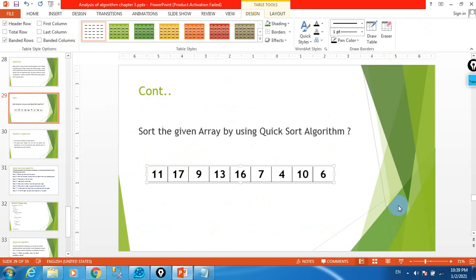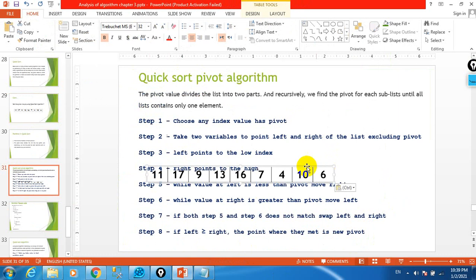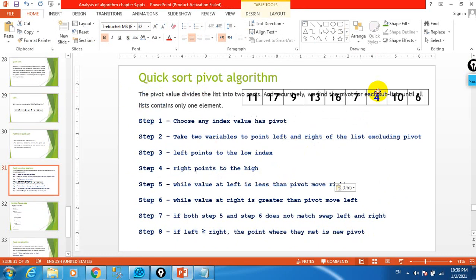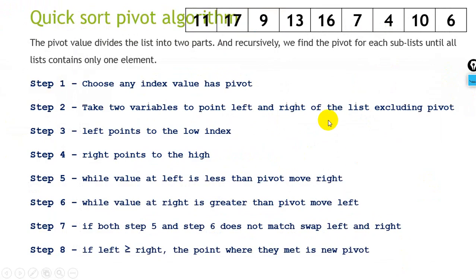Control plus C, copy this, paste it right here in these steps. For example, here we have this. So now what does it mean? First, choose any index value as pivot.